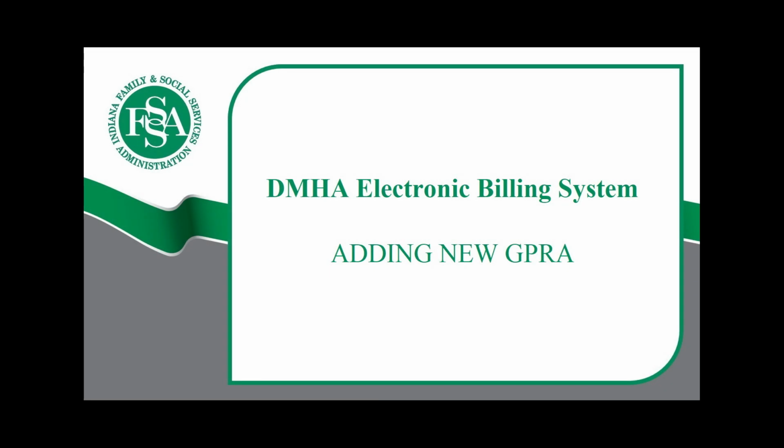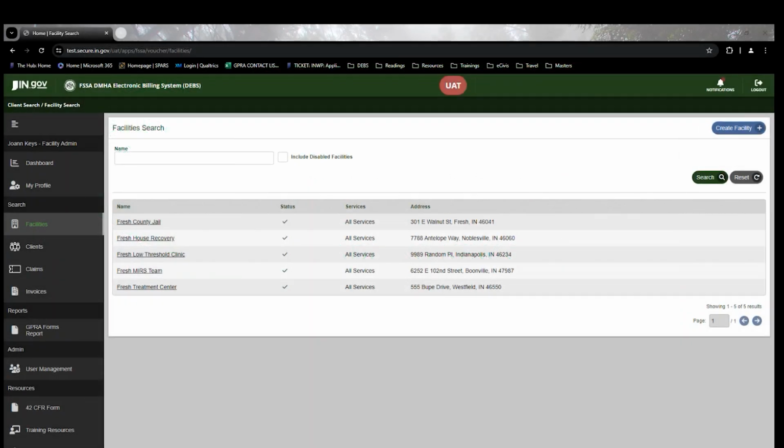This is section 3, adding a new GIPRA to the DEBS training series. First, what you want to do is log into DEBS and get onto your own dashboard page. It may look similar to this if you have an organization with multiple facilities. So from your dashboard page or from your facility page, where you first want to go is into the left-hand column for clients.